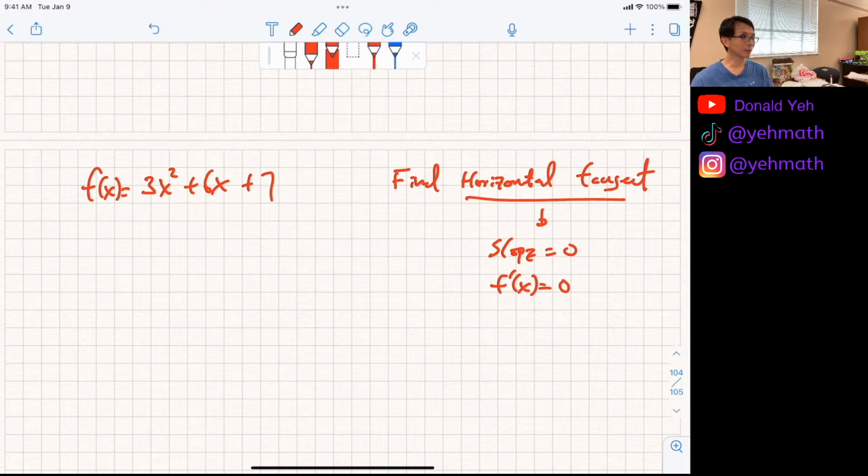What are you supposed to do? Calculus, calculus, calculus. What are you supposed to do? Take a derivative. And then what do you do after that? The slope is equal to what? 0. Thank you.